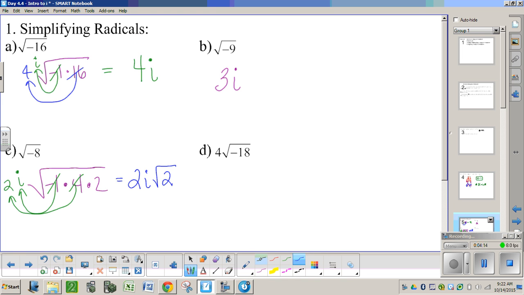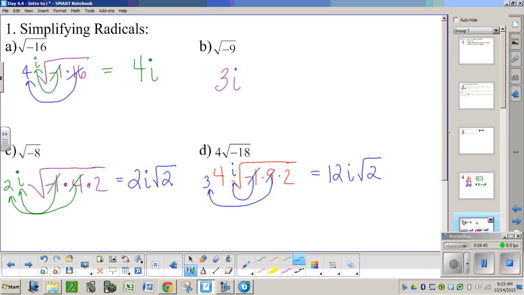All right, same rules apply when you have a number outside your radical. So we're just going to break this down. So we have negative 1 times 9 times 2. So the negative 1 comes out as i. The 9 comes out as a 3. So now you have a 3, a 4, and an i, all outside your radical. Multiply them all together, and then you're going to come up with 12i radical 2. All right? So all these times we haven't been able to take a square root of a negative number, we now can. All right, see if you guys are ready to try some on your own.